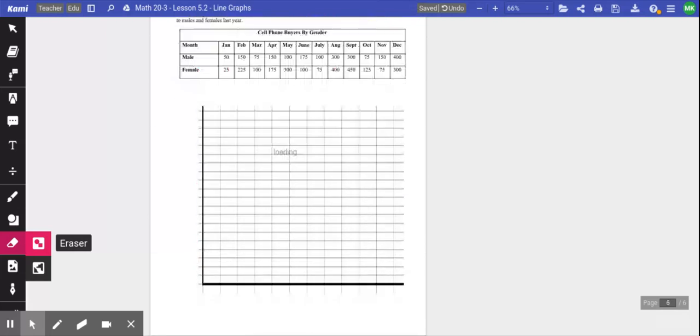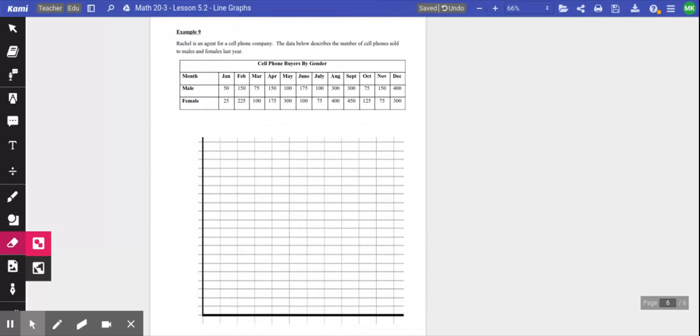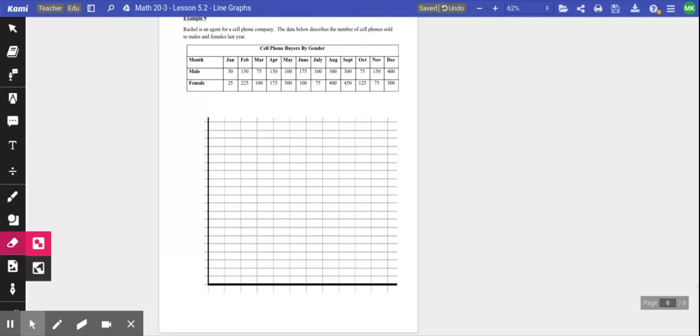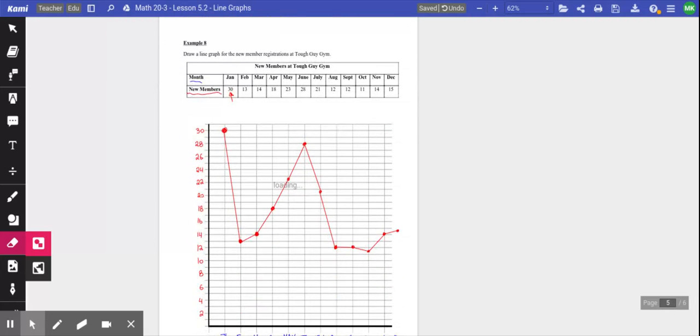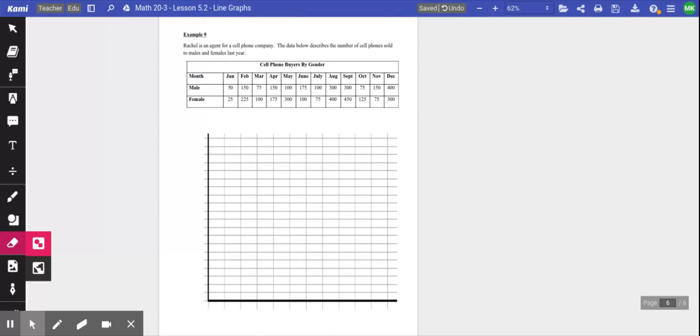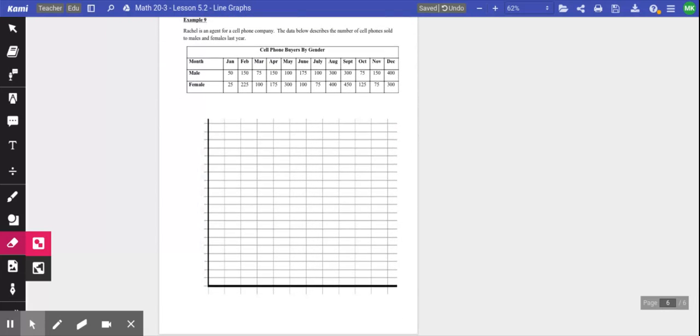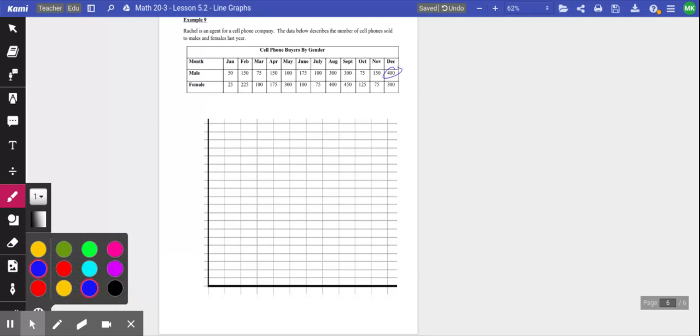Cool. This last question you can do on your own. It's a double bar graph if you want. You're going to do it the same way you did this one right here. I will go through it real quick. Again, you have your months across the bottom. This time to get to the top, we're trying to get all the way up to like 400. So I'm trying to get up here to 400.